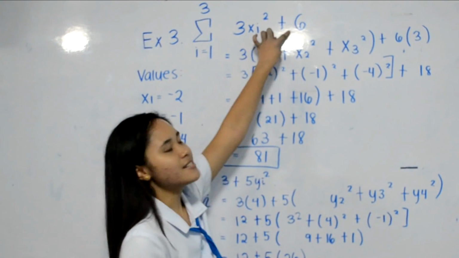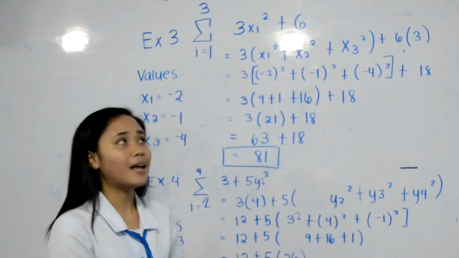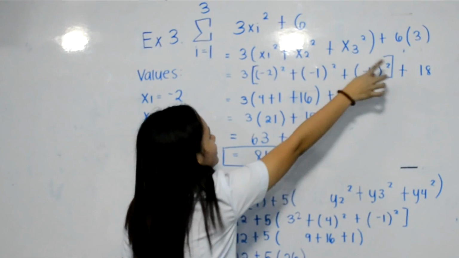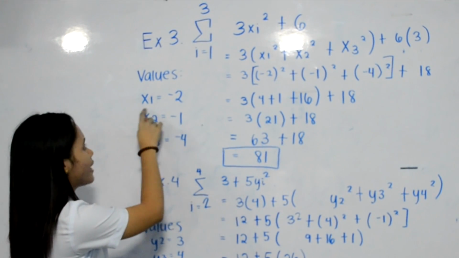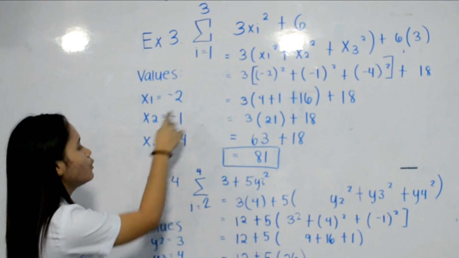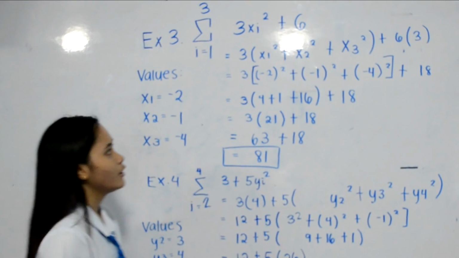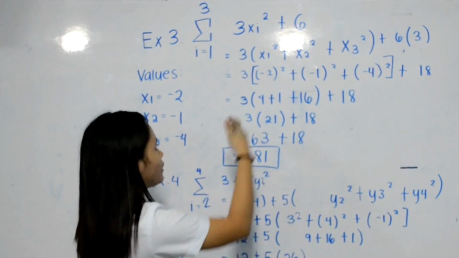Then this is the constant. As mentioned in property number 2, constants should be multiplied by the upper limit. So 6 times 3 or 3 times 6. Next, as we have the given values x sub 1 equals negative 2, x sub 2 equals negative 1, and x sub 3 equals negative 4, we will substitute them to the x. So the values will be substituted.